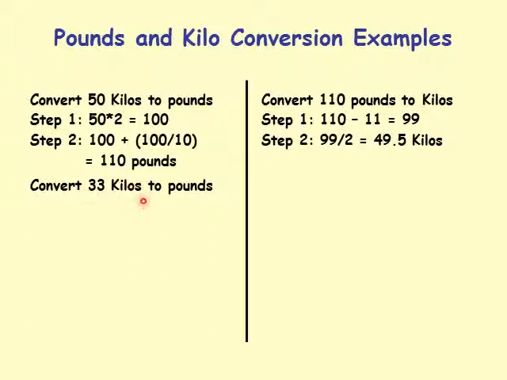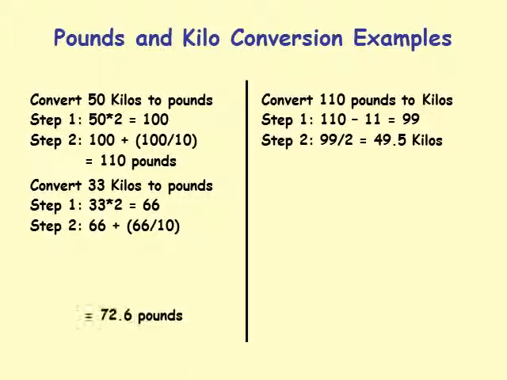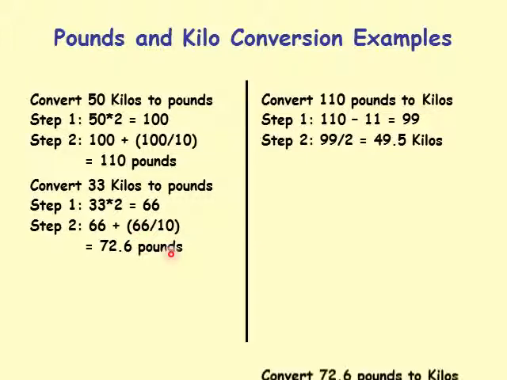Next example, 33 kilos to pounds. First step, multiply by 2. 33 times 2 is 66. Next step, add a tenth of this number. So 66 plus 66 divided by 10 is 72.6 pounds.